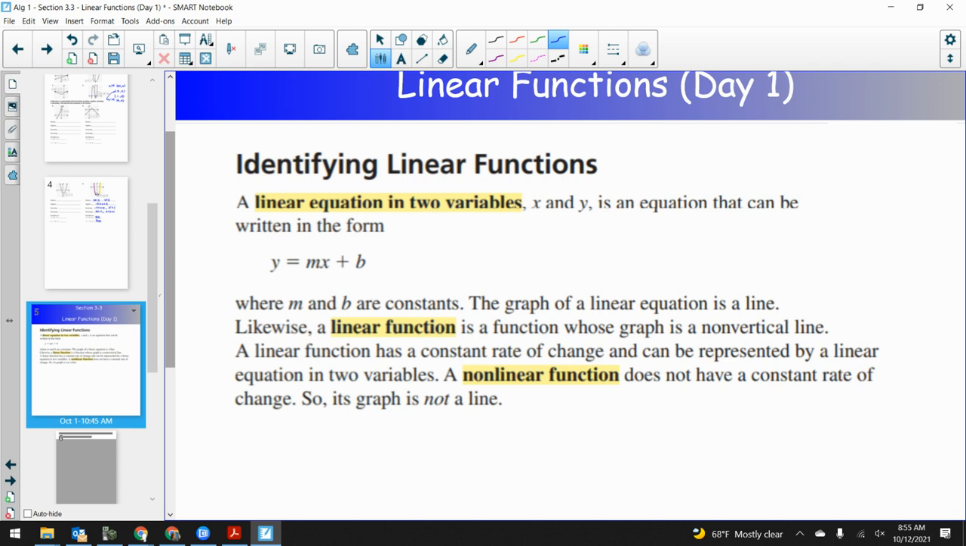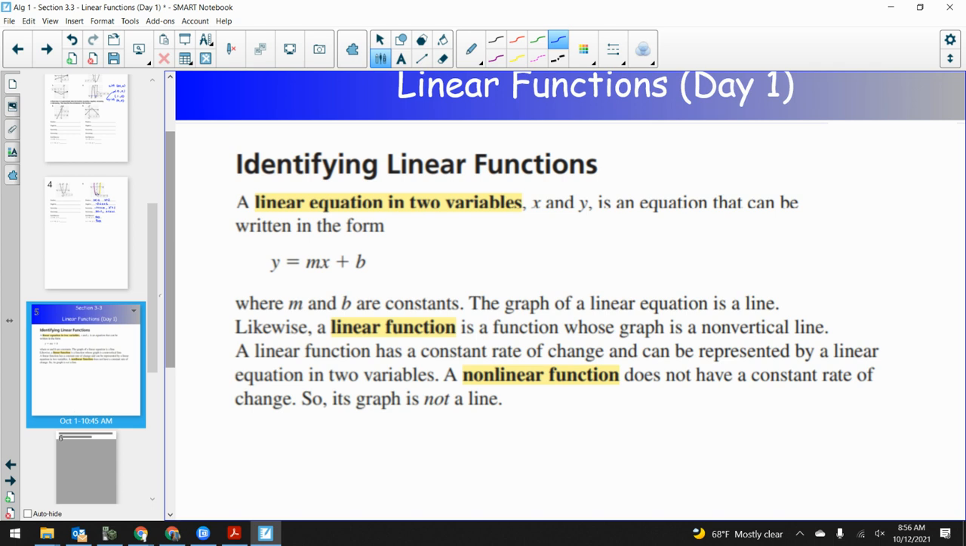The graph, wow, mind blowing here: the graph of a linear function is a line. I know, don't let that throw you off. I know it's difficult. Likewise, a linear function is just a function that's linear.